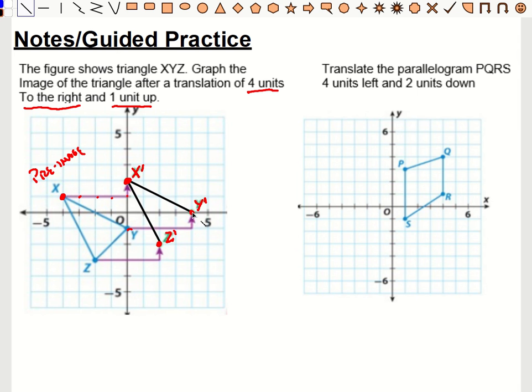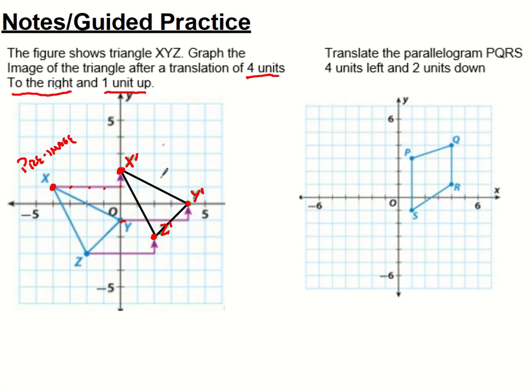So when I draw this new image, if we notice, it is the exact same shape as the initial pre-image. This is the same size triangle. It's the same shape of the triangle. The angles are all the same. All we did is I took this triangle and I just slid it over here to this new position. So I performed a translation by sliding everything over, and these are my new points.